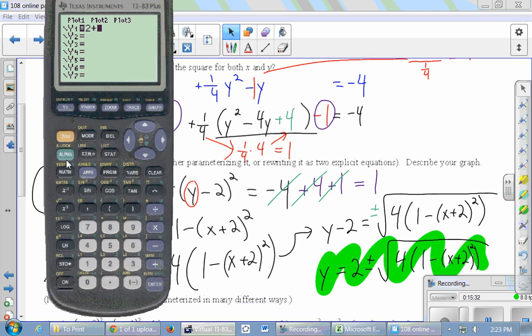So we go 2 plus the square root of 4, and then new parentheses, 1 minus, and then more new parentheses, x plus 2 close parentheses squared. You don't actually need to put any more parentheses at the end, but you can if you want to. And then the same thing here, but with a minus sign.